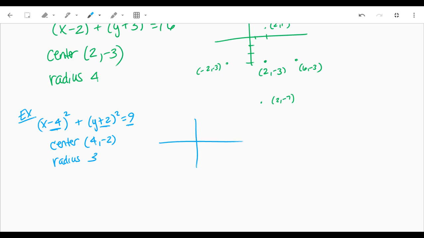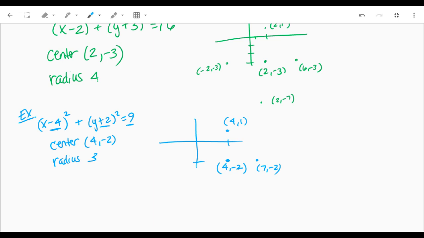When you're graphing it, we can go to (4, −2) for the center. And then, again, the easiest is probably to just move right or left. So we can move right to (7, −2) for another point, or we could move up to (4, 1). Either way, that'll give us some more points there. All right, another circle one.